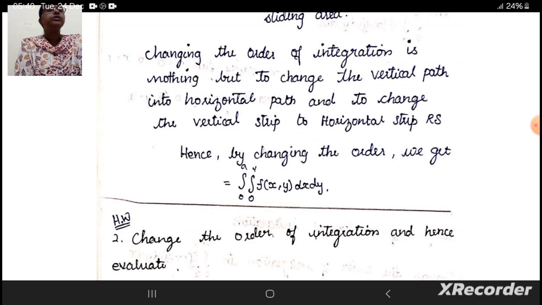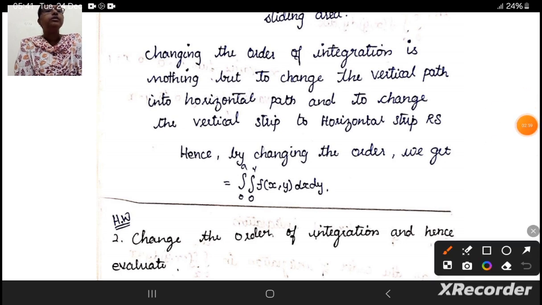To change the vertical strip to a horizontal strip, by changing the order, the integral 0 to a, 0 to y, the limits are changed as 0 to y and 0 to a, f of x comma y dx dy. Here the function value is not given, so we are writing it as it is. And thank you.